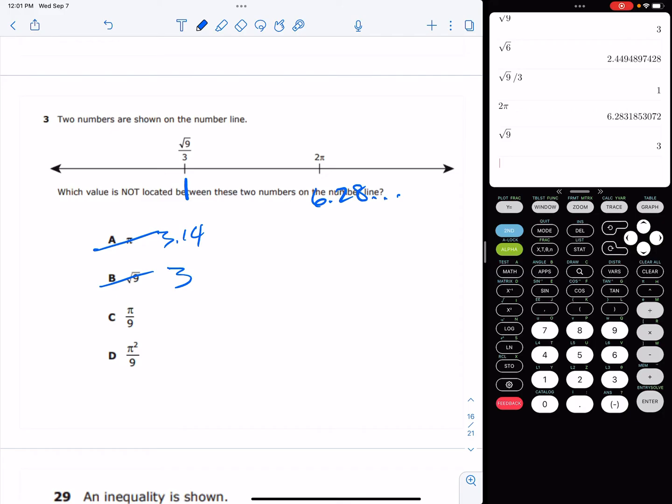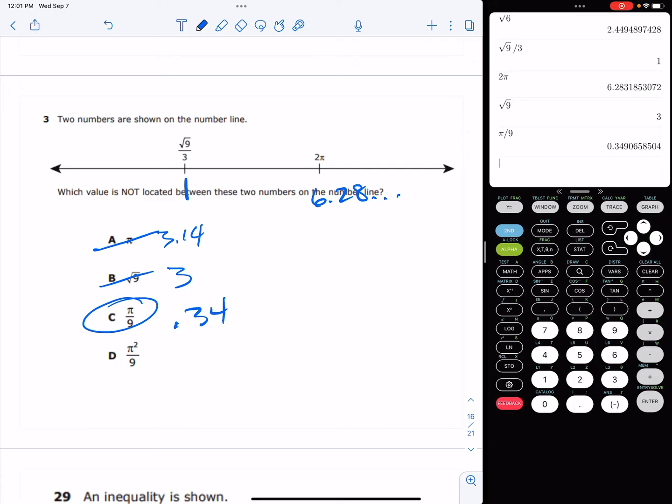So the next one is 9 divided by pi. So we do second pi divided by 9, enter. We find out that it's 0.349. So is it in between 1 and 6? No, it's not. So this one becomes our correct answer.